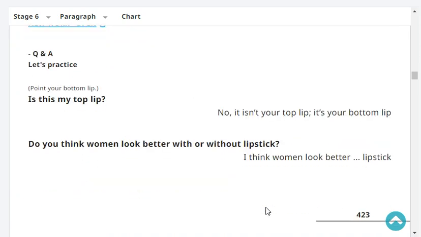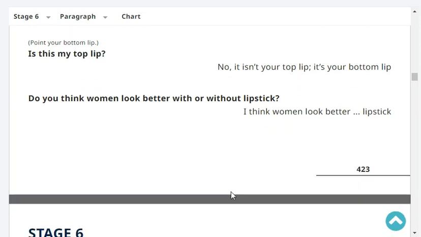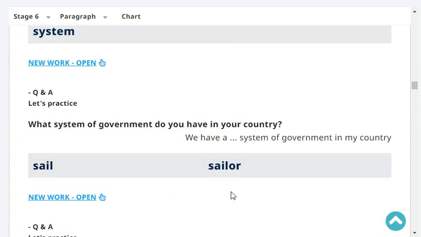Is this my top lip? No, it isn't your top lip. It's your bottom lip. Do you think women look better with or without lipstick? I think women look better with lipstick. Very good. Okay.